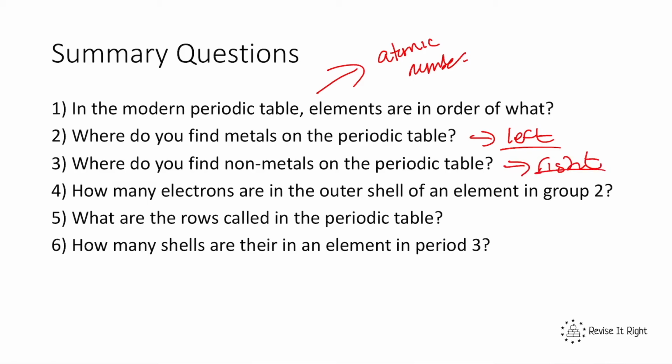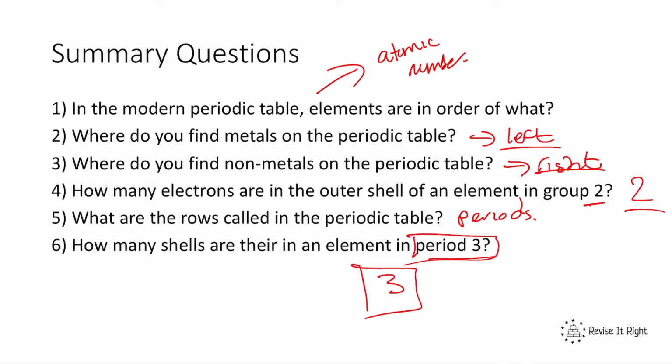How many electrons are in the outer shell of an element in group 2? It's of course 2. What are the rows called in the periodic table? They are called periods. And how many shells are there in an element in period 3? There are 3 shells. So an element that's in period 3 and in group 2 will have 3 shells and 2 electrons in the outer shell.